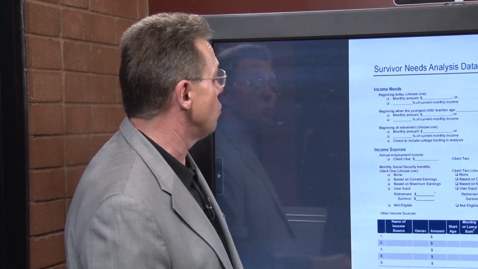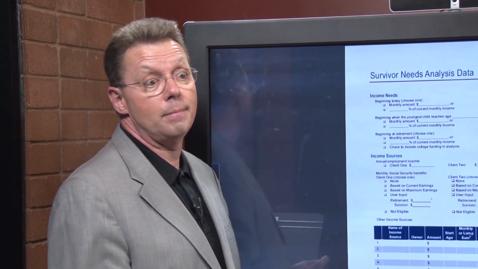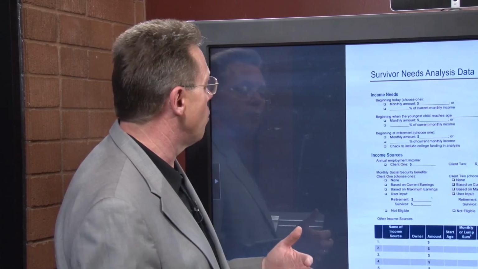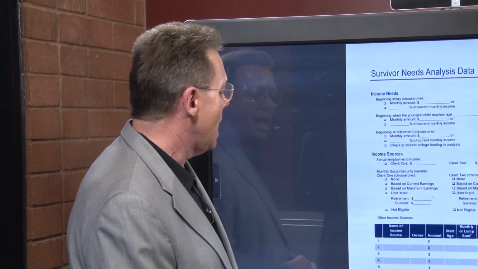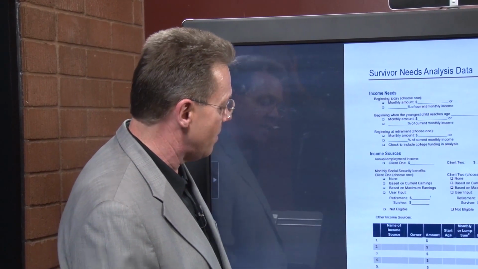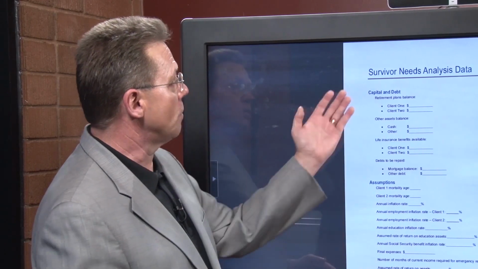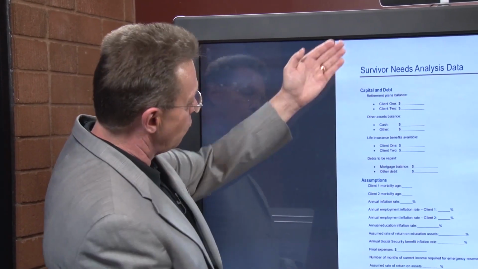Then I look at income sources. Annual employment income. Maybe I'm getting interest income. Maybe I'm getting inheritance income. Maybe I have investments that are generating income for me. I want to get my monthly Social Security benefits, what I think they're going to be, and then list any other sources that I have on this sheet. Because all I'm trying to do is basically lay out survivorship needs data. And that capital and debt and all the assumptions are written on this page.